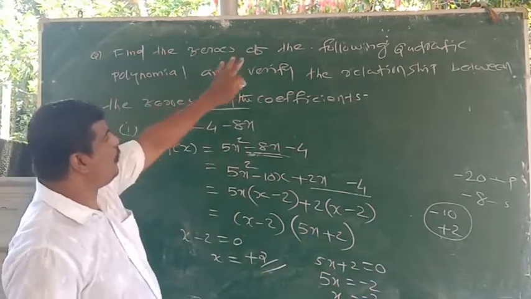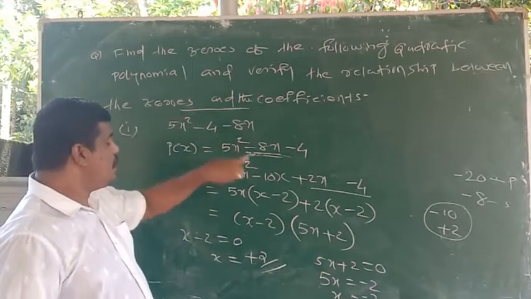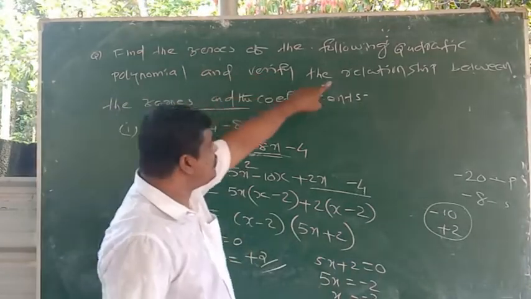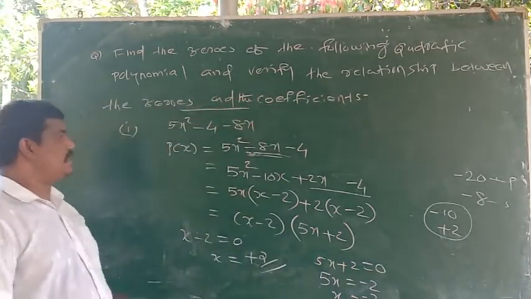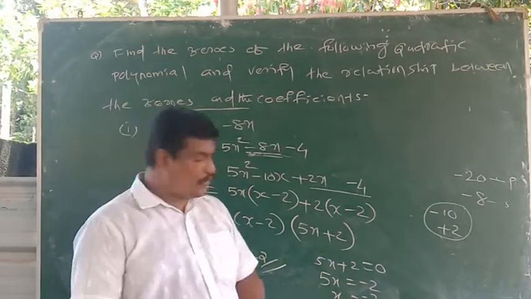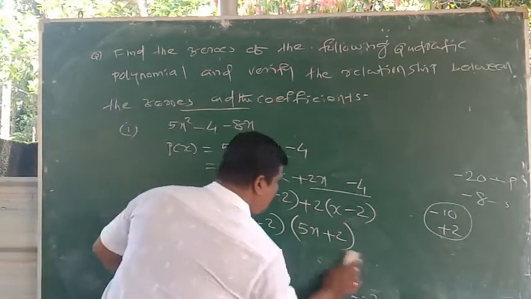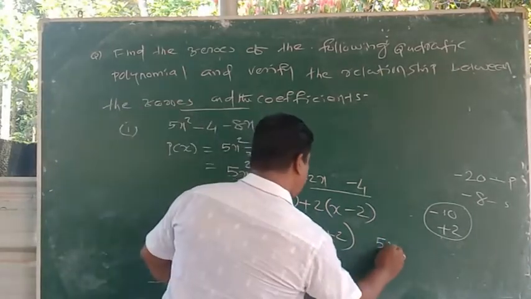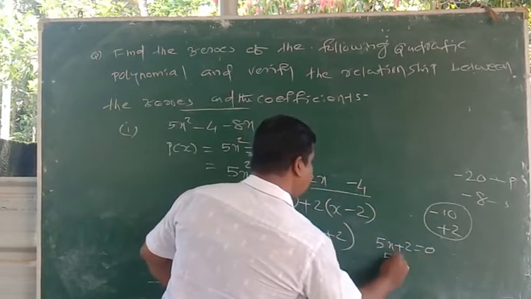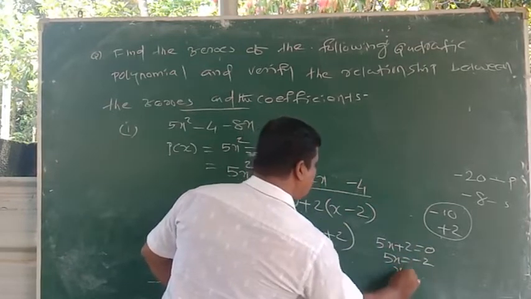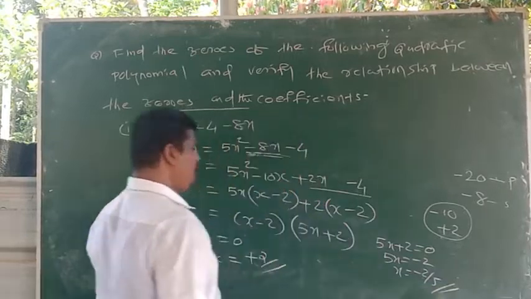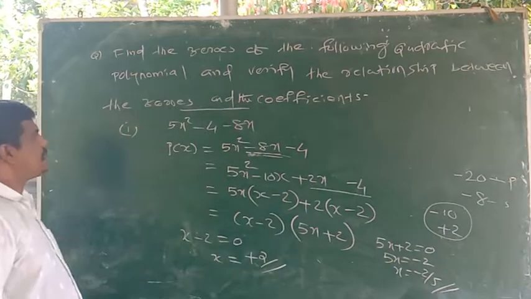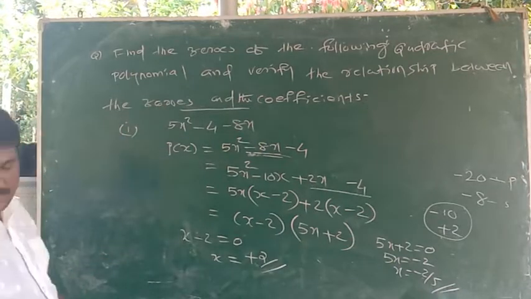Find the zeros of the following quadratic polynomial. Zeros are 2 and minus 2 by 5. Okay, next verify the relationship between zeros and the coefficients. So here, 5x plus 2 equal to 0, 5x is equal to minus 2, x is equal to minus 2 by 5. One zero is 2 and the other zero is minus 2 by 5.